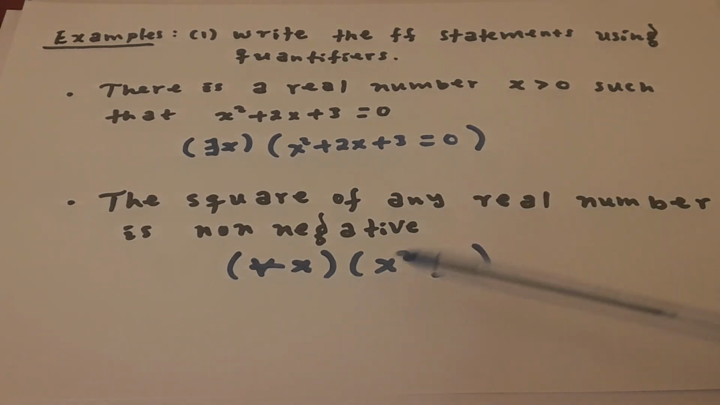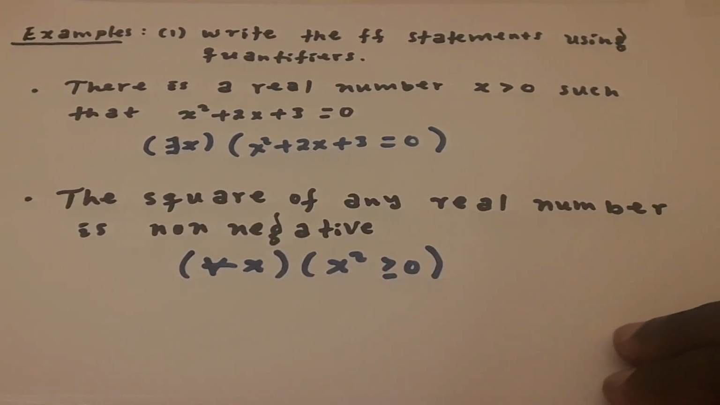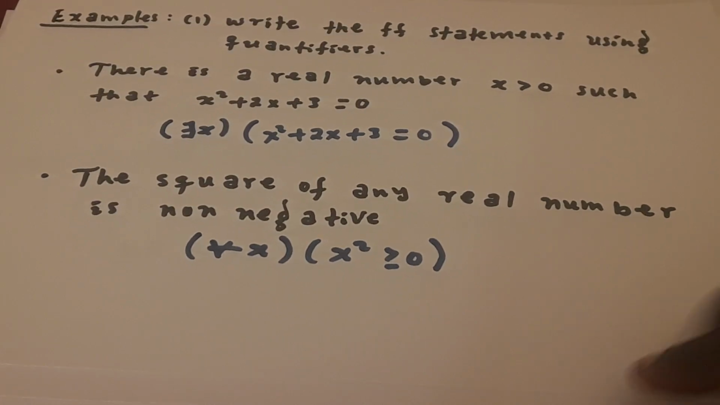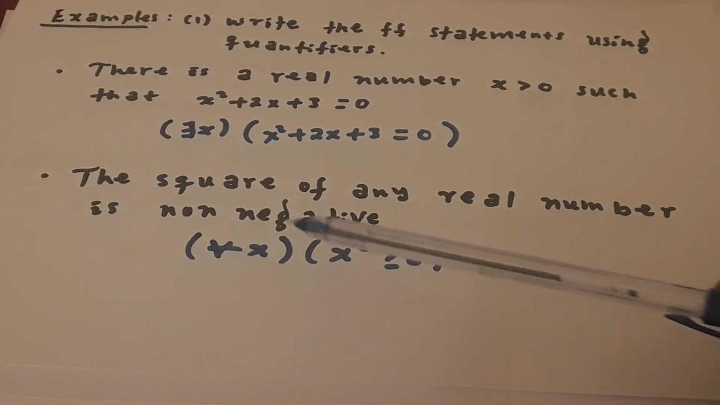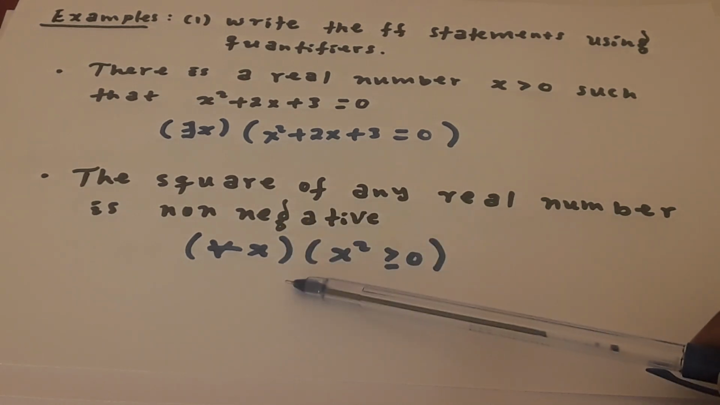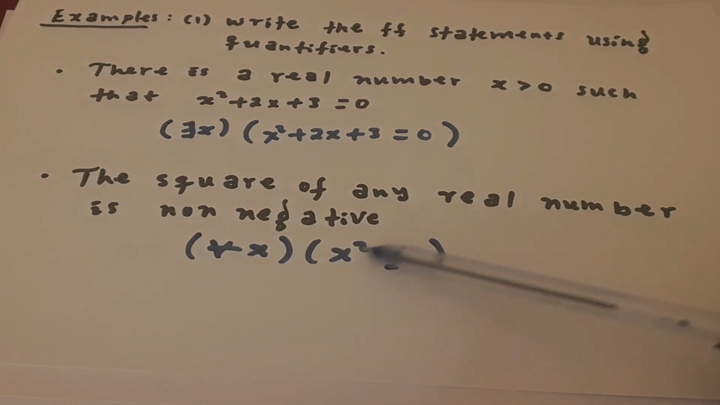The other case is: the square of any real number is non-negative. The square of every real number is non-negative. We use the universal quantifier: for all x, for every real number, the square is non-negative. It could be 0 or it could be positive.